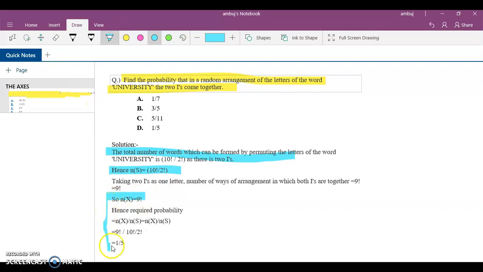So hence our required probability will be nx upon ns, that is 9 factorial divided by 10 factorial divided by 2 factorial, which after computation comes out to be 1 by 5.